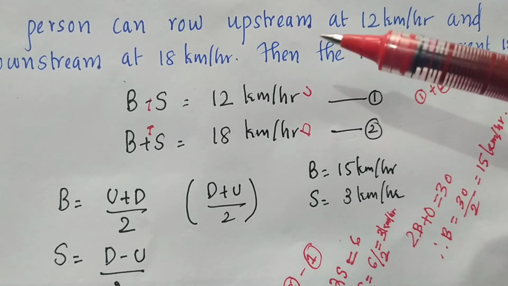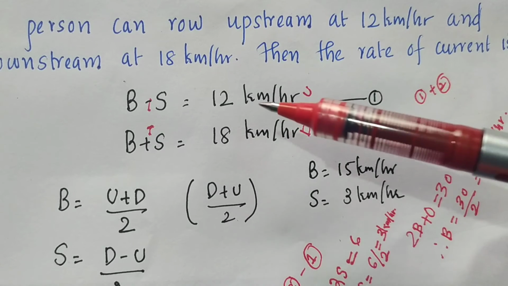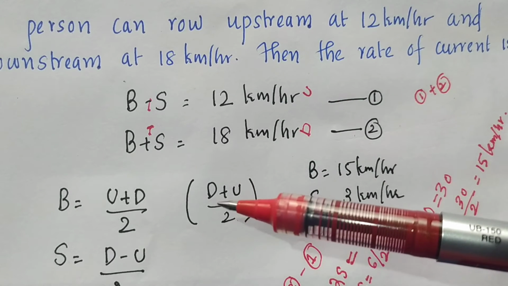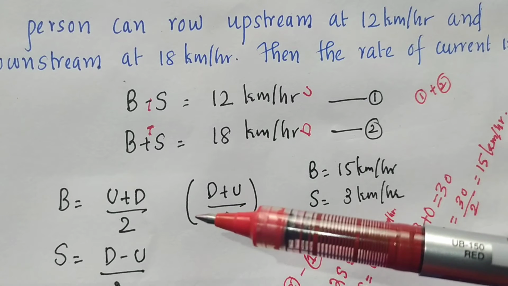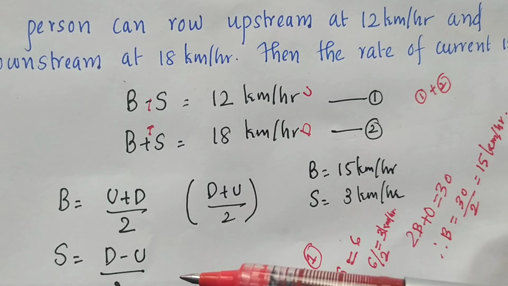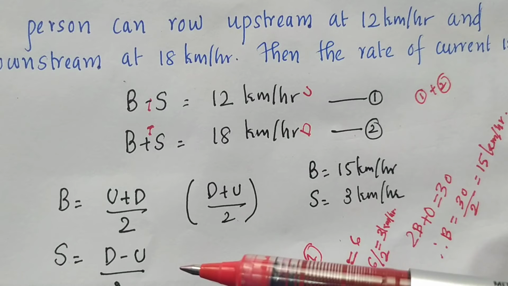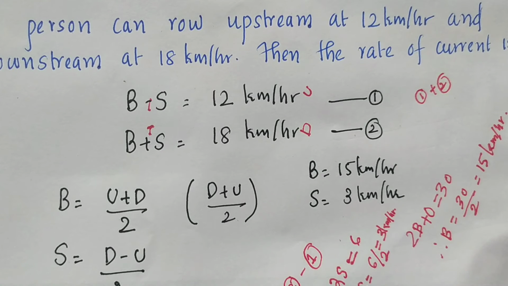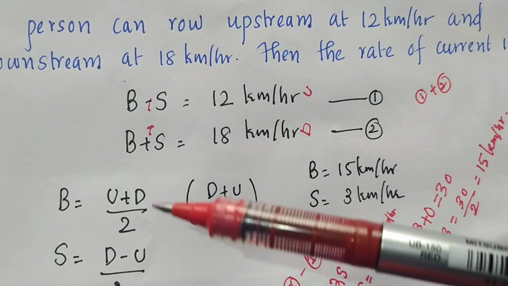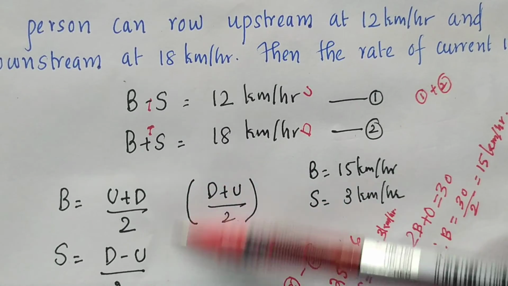So if you are given the upstream speed and downstream speed, to get the speed of the boat, we have to just add the upstream speed and downstream speed and then divide it by 2. To get the speed of the stream, we have to subtract upstream from downstream speed and divide it by 2. So it is simple. You have to remember this formula.